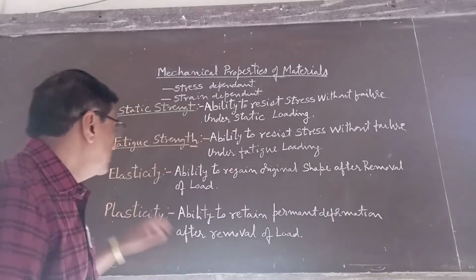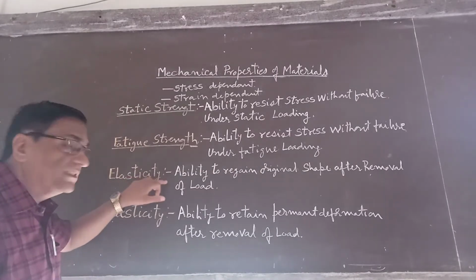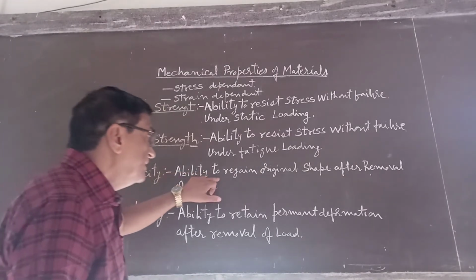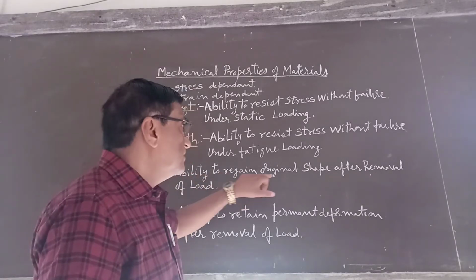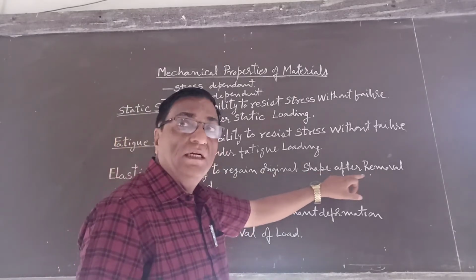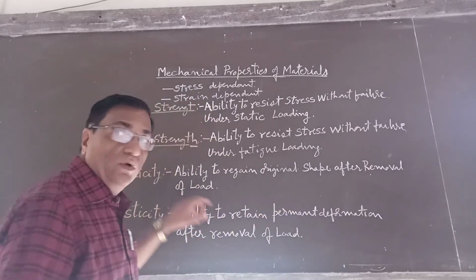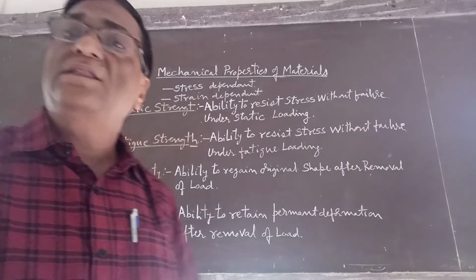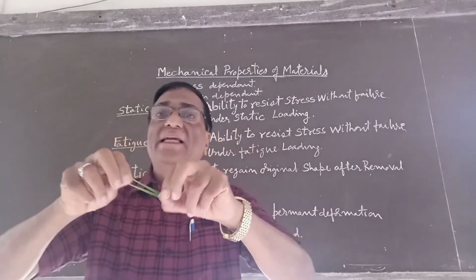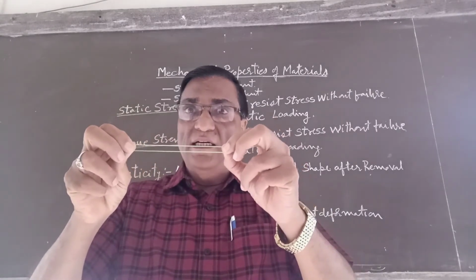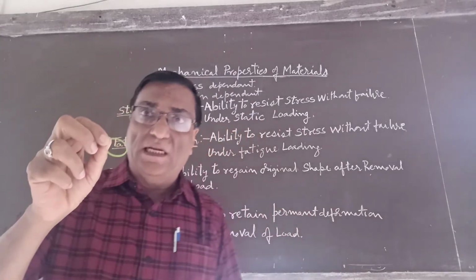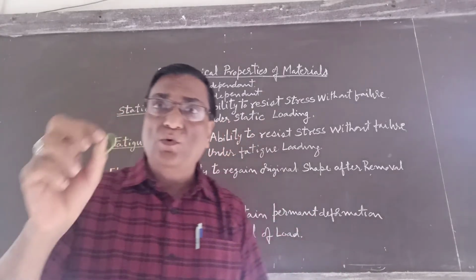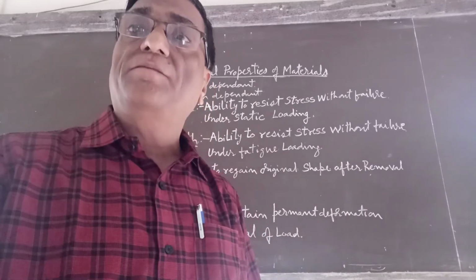Now, next is elasticity. Elasticity is defined as the ability to regain its original shape after removal of load. Suppose this is a body and I am applying a load, it gets deformed, correct? After removal of load, it regains its original shape. This property is known as elasticity.